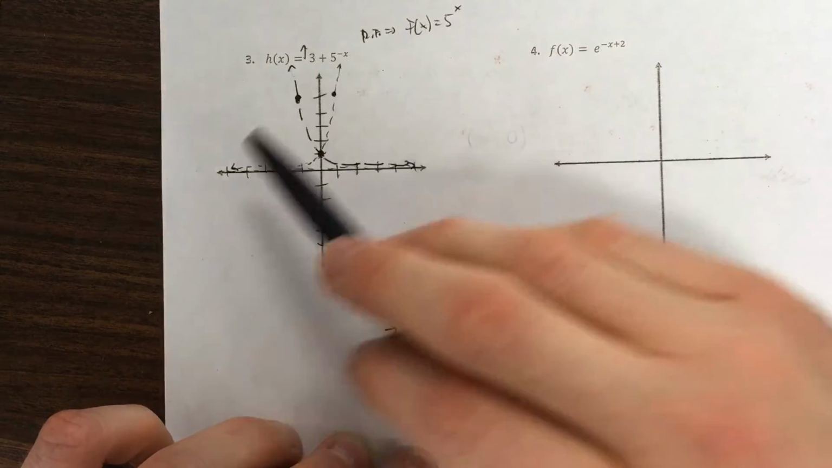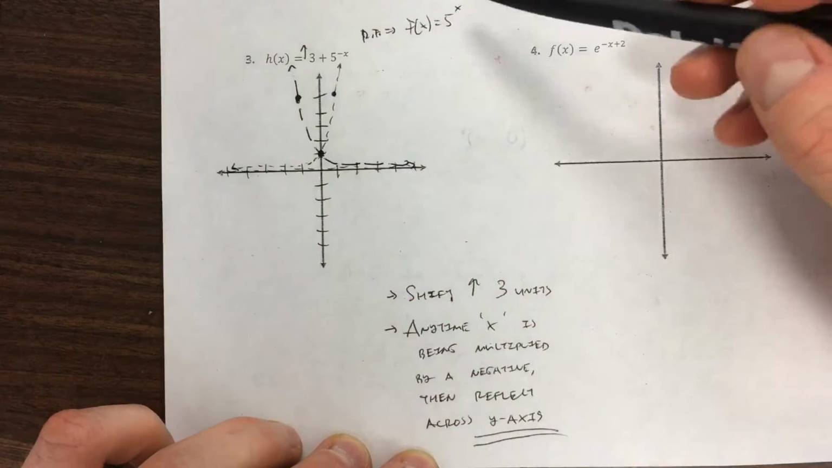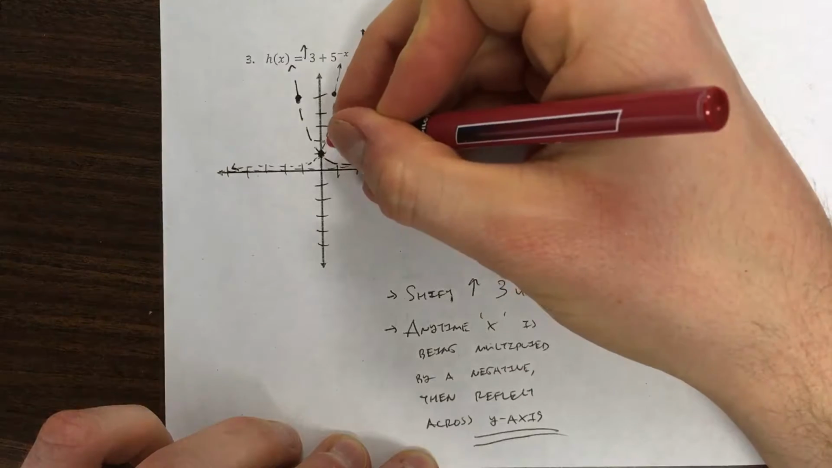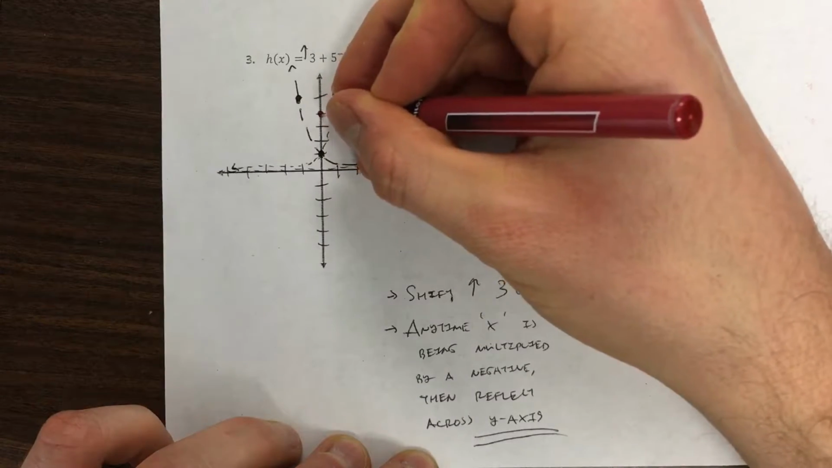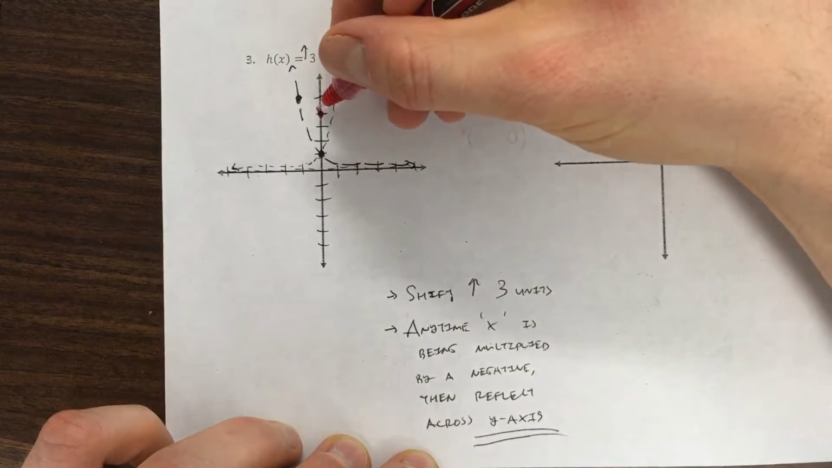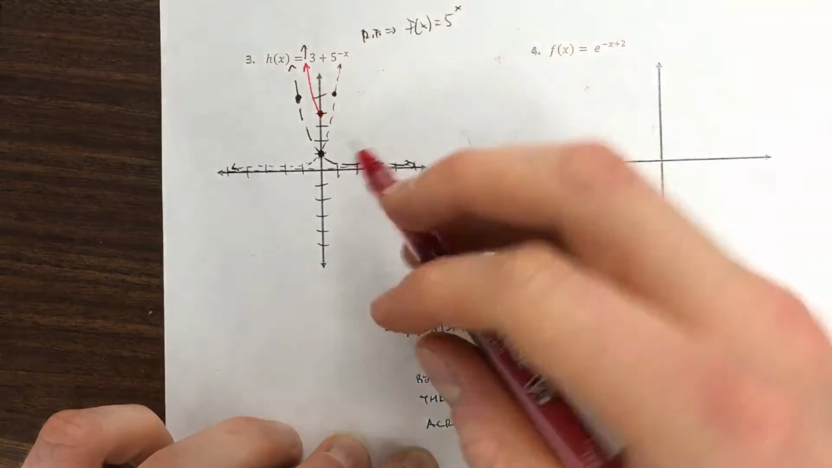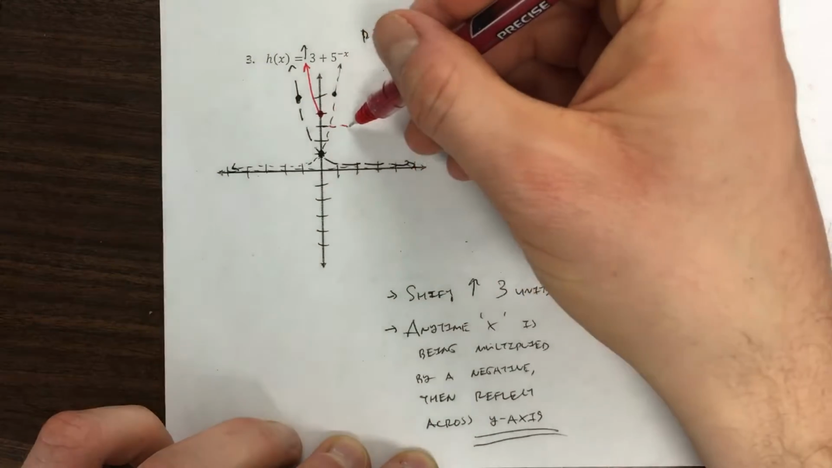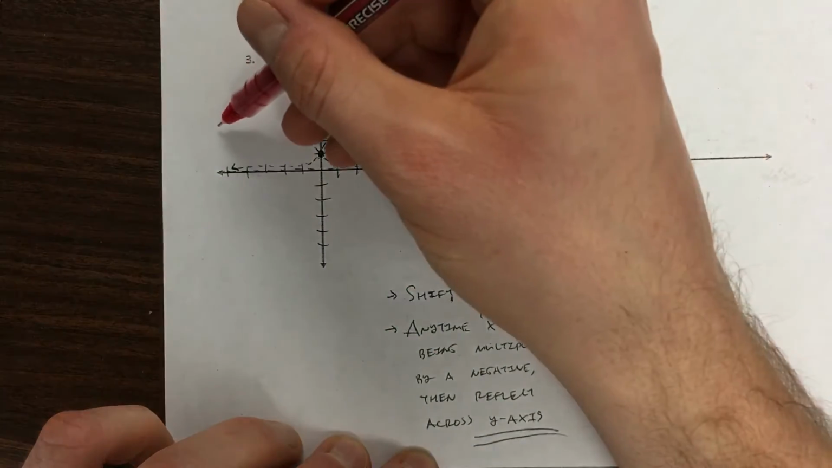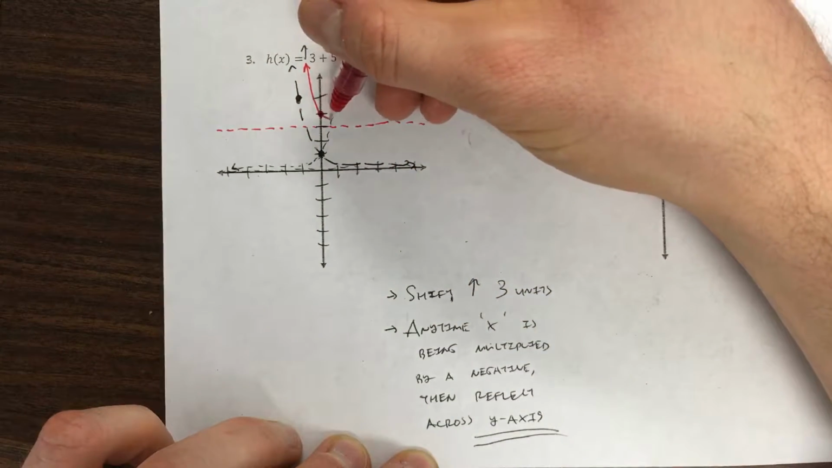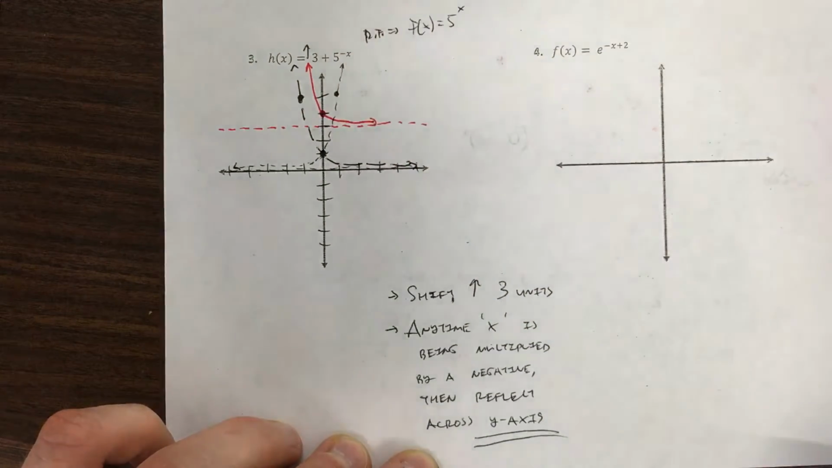So we graphed our parent function with the little dotted line. We reflected with the bigger dotted line. Now we just need to shift it up 3 units. So if we shift this point up 3 units, 1, 2, 3, then it's going to do this here. We also shift our asymptote up 3 units, so our asymptote happens at y equals 3. That's one of your key features. And so our function looks something like this.